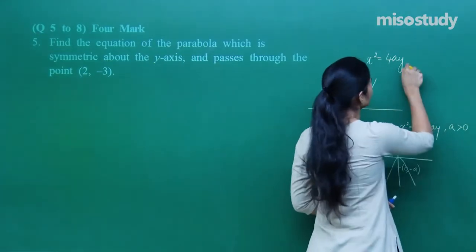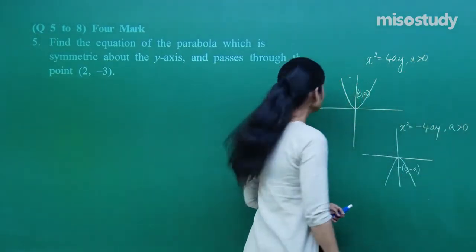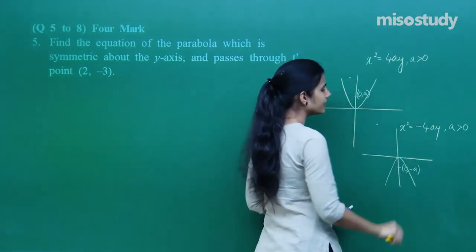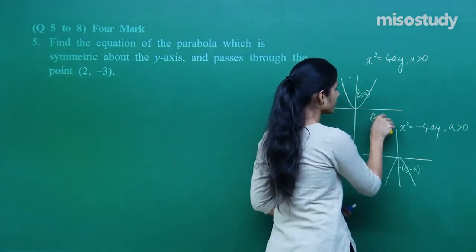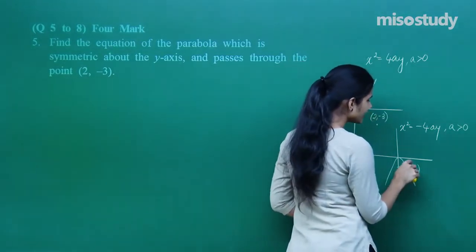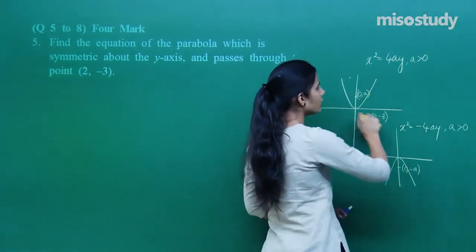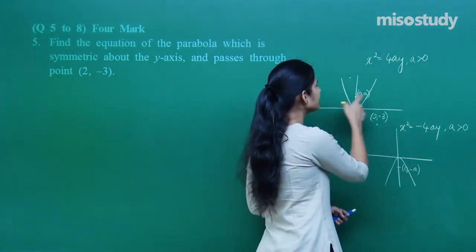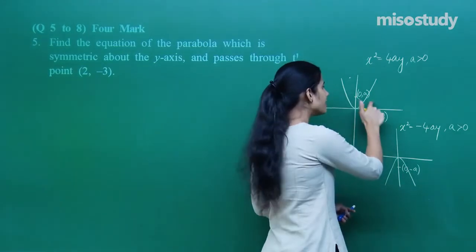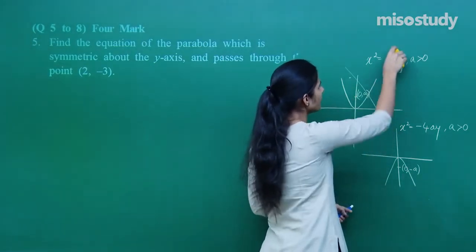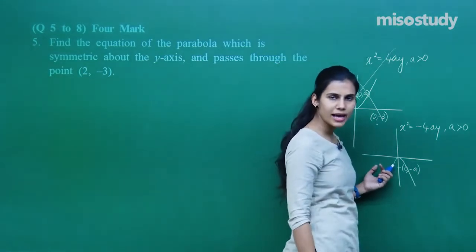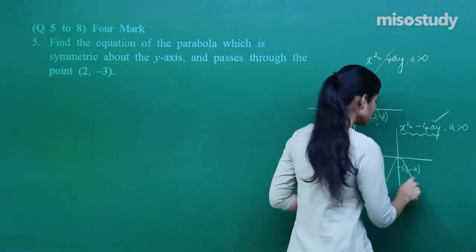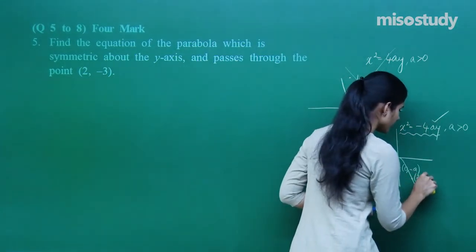A is positive, A is positive. It is saying the parabola passes through 2, minus 3. 2, minus 3 is a point lying in the 4th quadrant. If the point is lying in the 4th quadrant, you can see if this is the parabola which is symmetric about y-axis, it is never ever going to pass through the point 2, minus 3 because it is only containing points coming from 1st and 2nd quadrant. So never ever I can have this parabola passing through 2, minus 3. That means the parabola which is symmetric about y-axis passing through 2, minus 3 is definitely this one. Is it clear? Somewhere here would be say 2, minus 3.